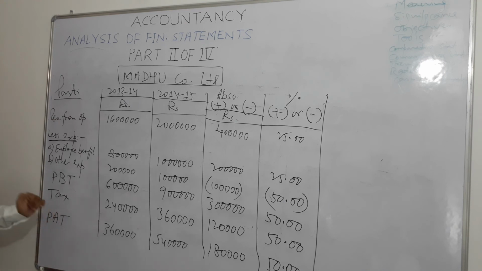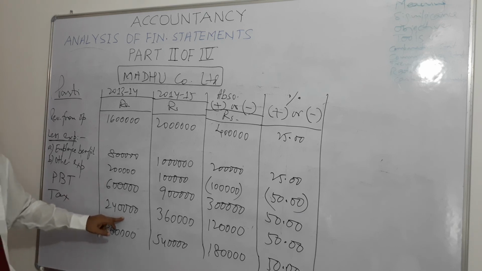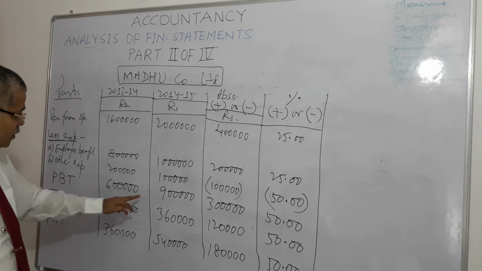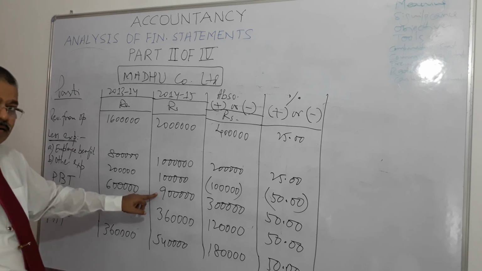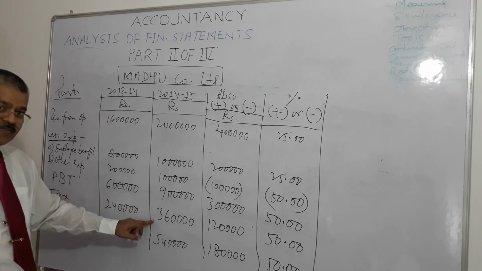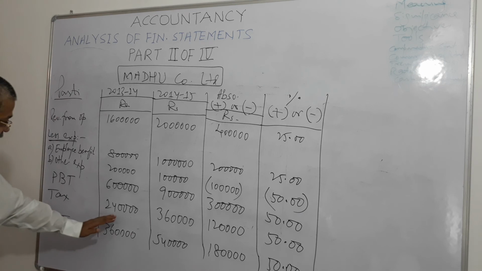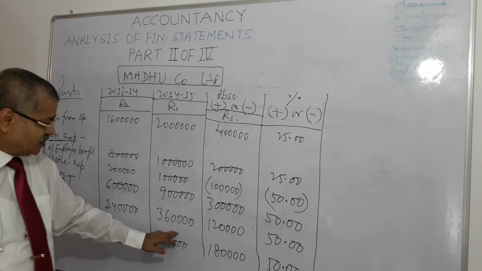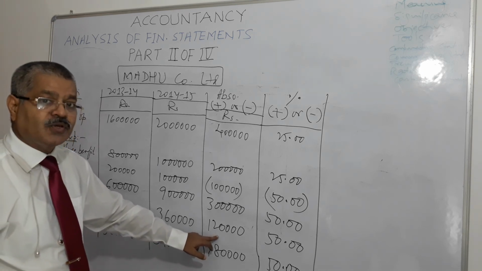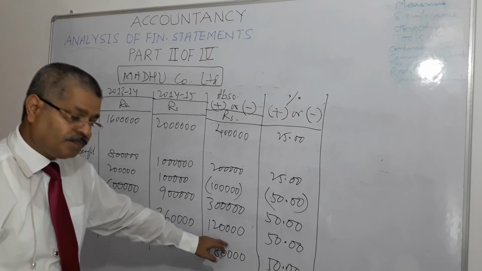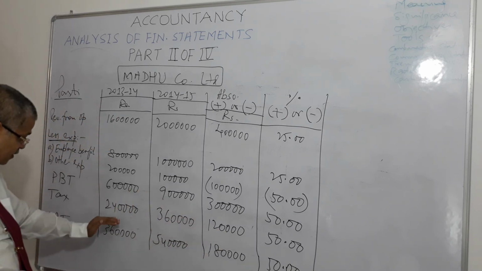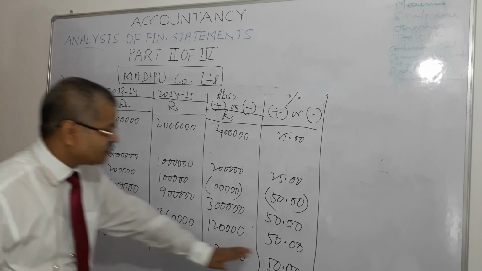Then tax is at 40% rate. So PBT is 6 lakhs. So 40% of 6 lakhs is 2,40,000. Next year PBT is 9 lakh. 40% of 9 lakh is 360. So tax has increased from 240 to 360. There is an absolute increase of 120,000. And 120,000 as a percentage of 240,000 is 50%.